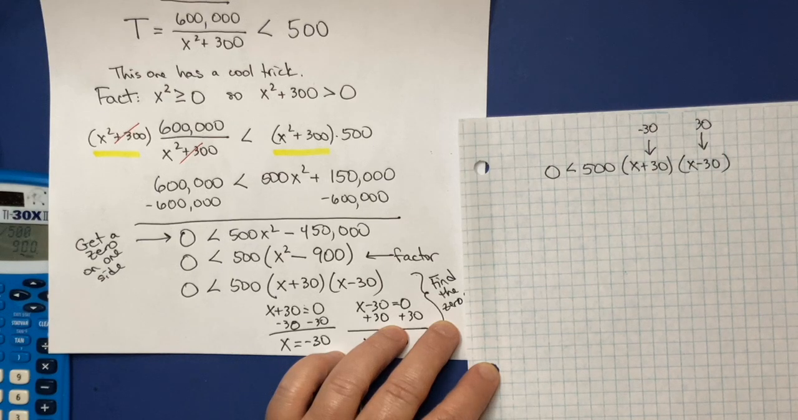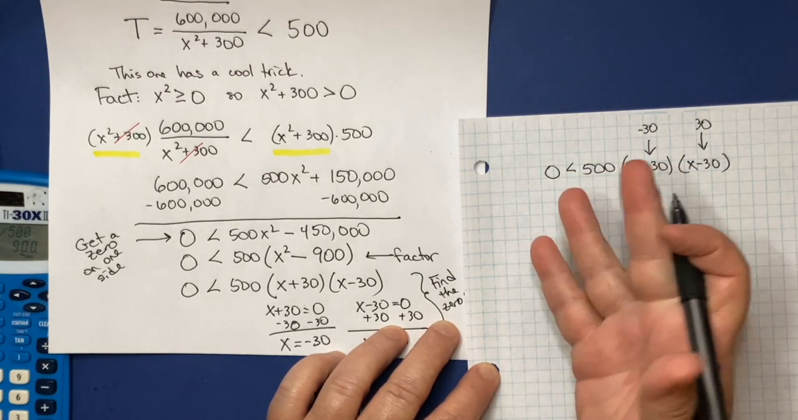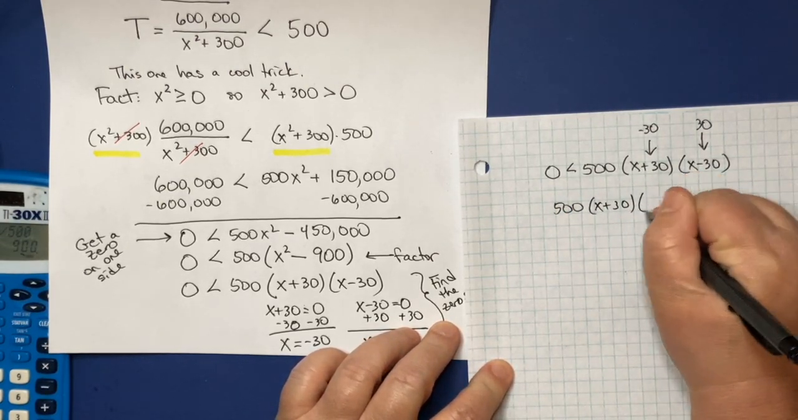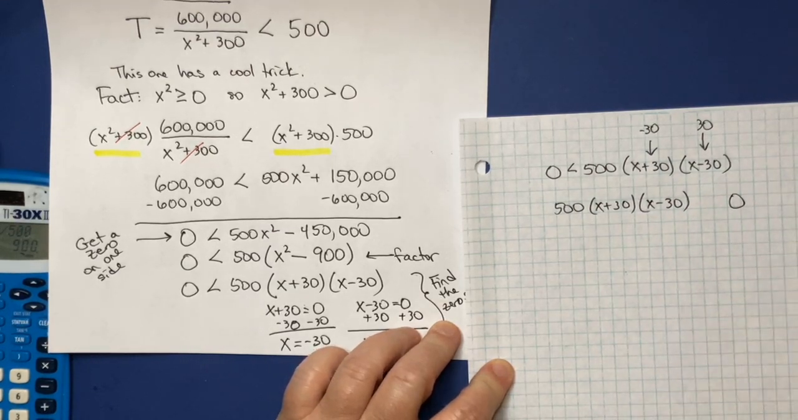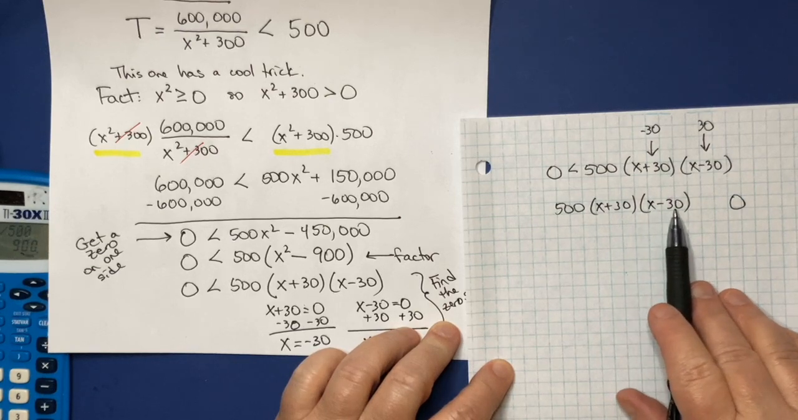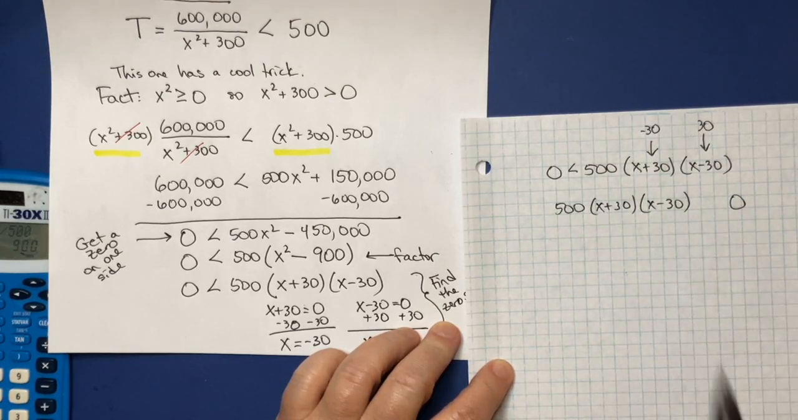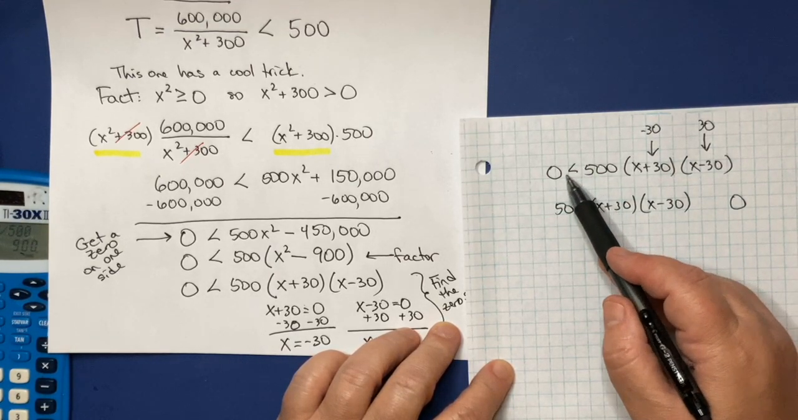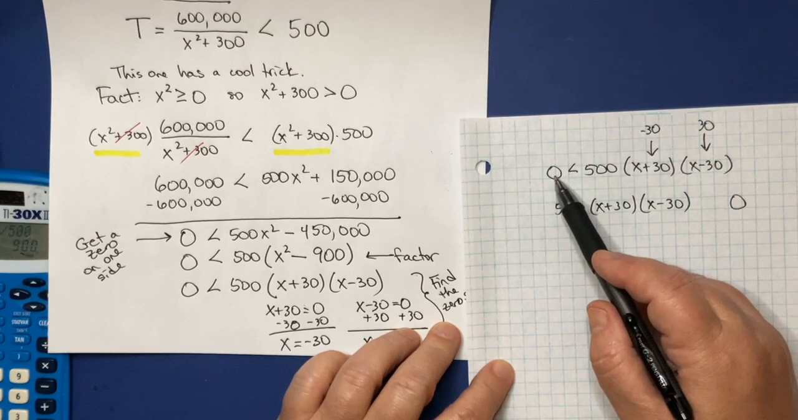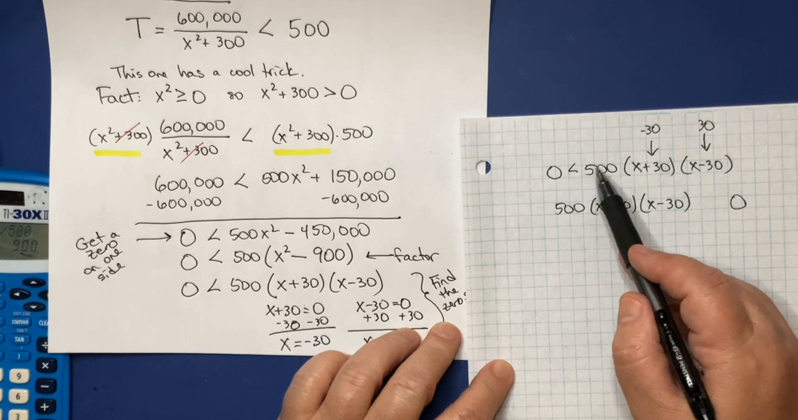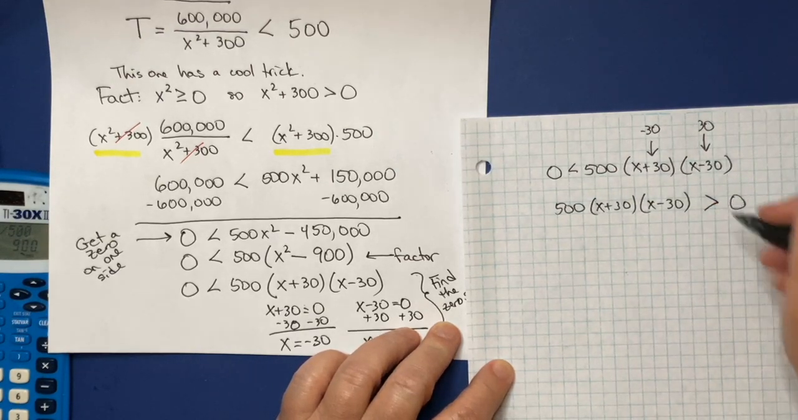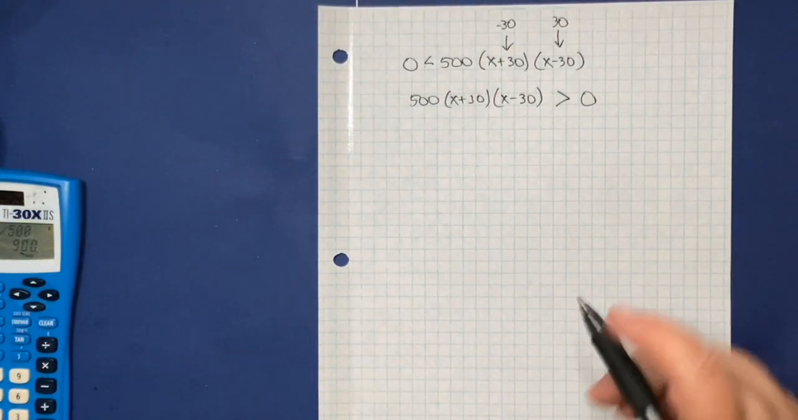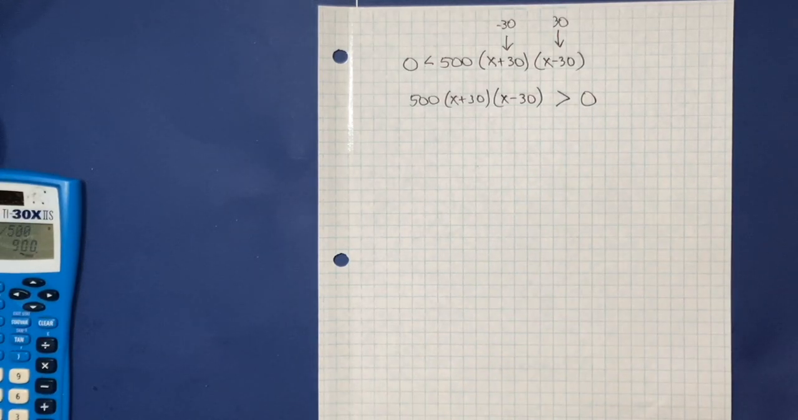And I'm going to say this is very hard to read. So I'm going to take the whole thing and I'm going to turn it around. I'm going to write the 500 times the x plus 30 times the x minus 30 on the left and the 0 on the right. Now I want to preserve the meaning. So which way should the inequality face? And I see that the little end, the pointy end, is pointing towards the 0. And the big end, the open mouth, is towards the 500. So I want to preserve that. So, okay, what we're looking for is a situation where this whole thing is greater than 0.